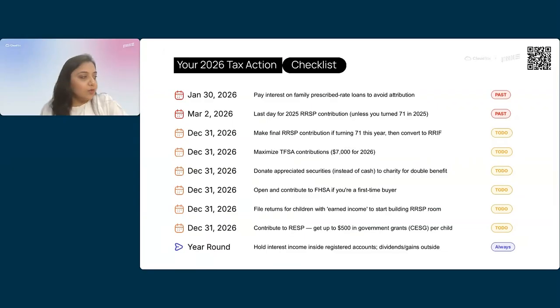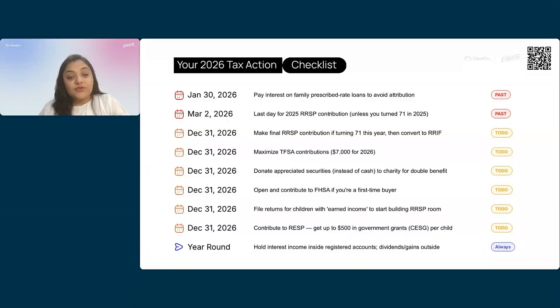And here we go to the next slide now. So this slide is a 2026 tax action checklist, basically a timeline of what you should do and by when to optimize taxes in Canada. So I'll walk you through it in a simple and practical way. So the deadline-based tax planning list: past means already missed, to do is still actionable, always means ongoing strategy.